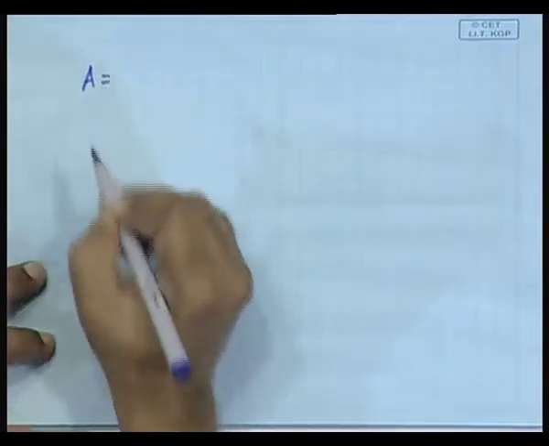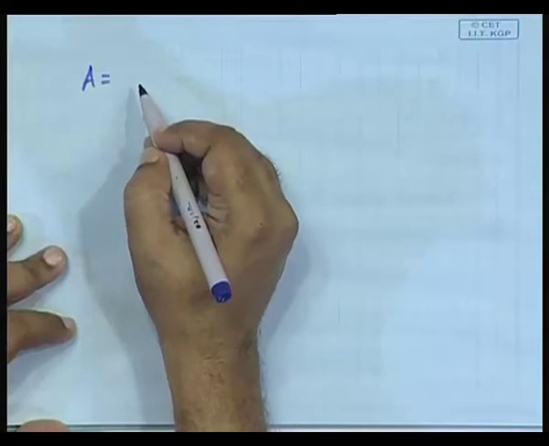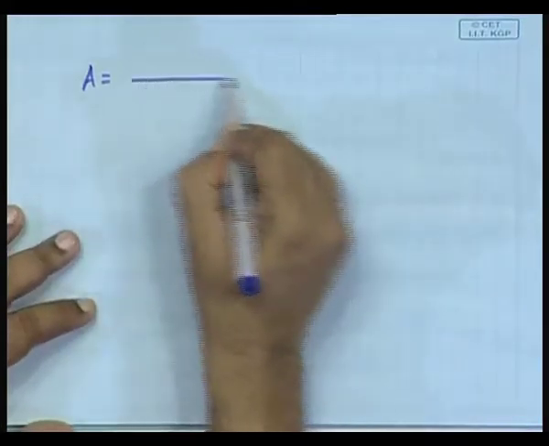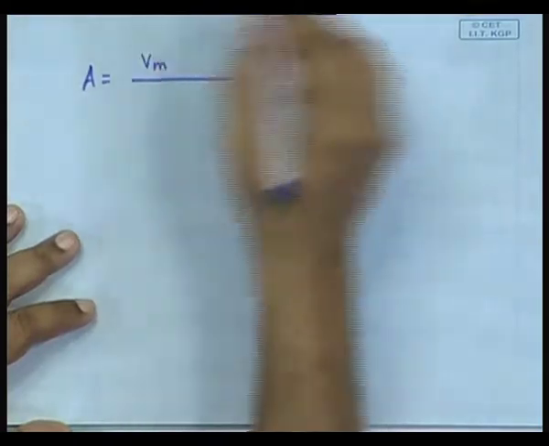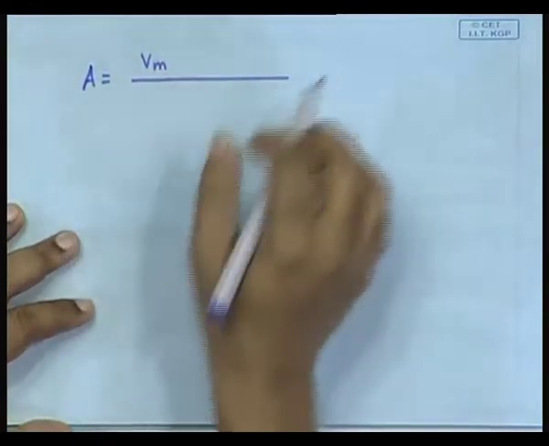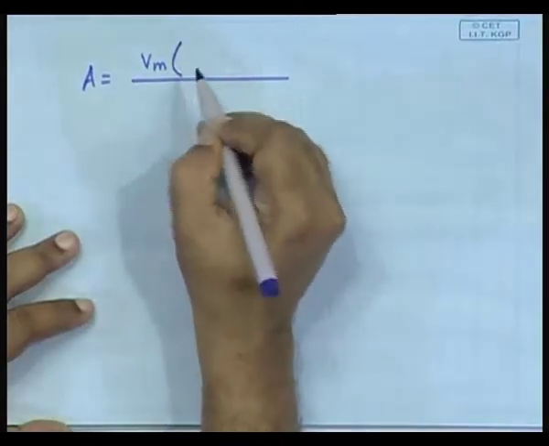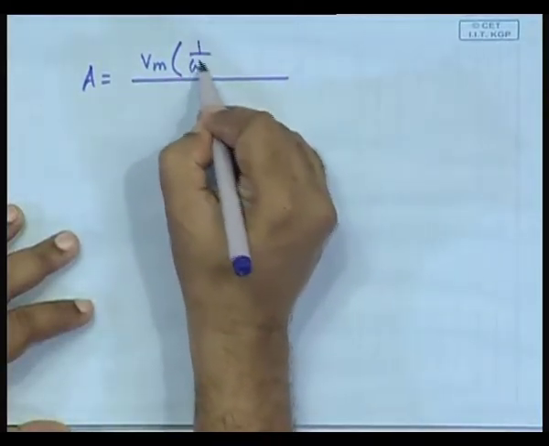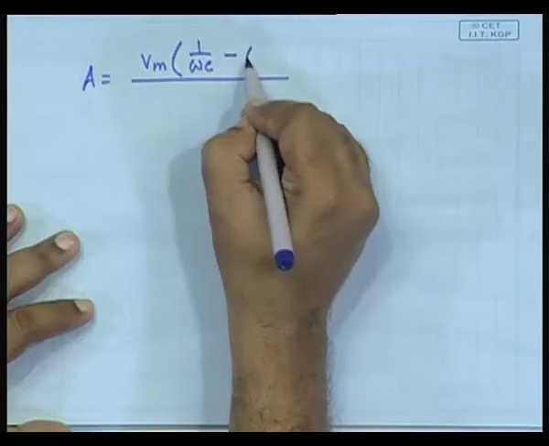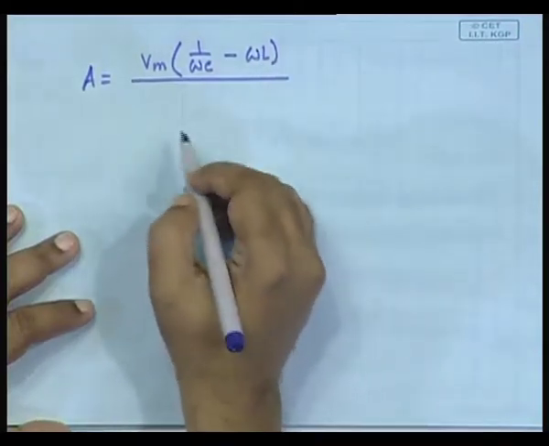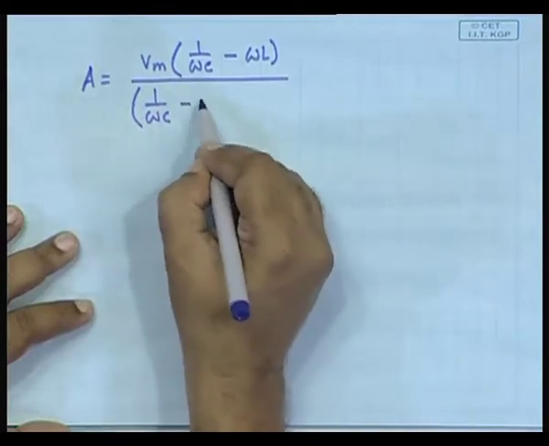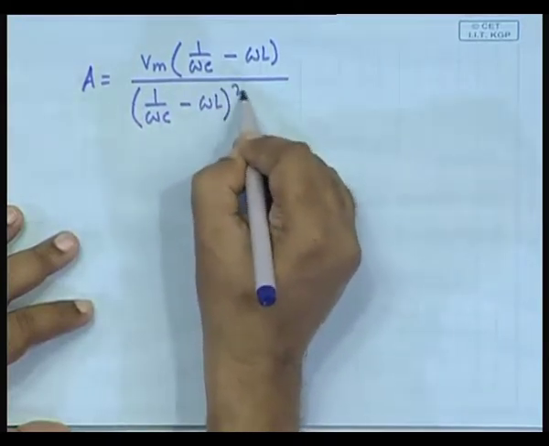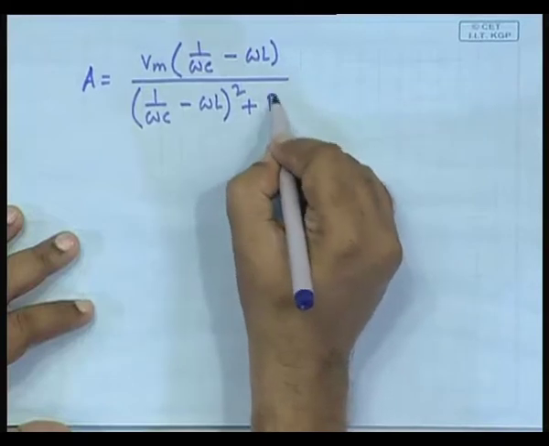So, from here you will have to obtain A and B. I will skip all this algebra, which you can easily do yourself, but I will just write the result, V m. Now, I will also arrange it in a bit more intuitively understandable form. I will write 1 by omega C minus omega L here, and this is 1 by omega C minus omega L whole square plus R square.